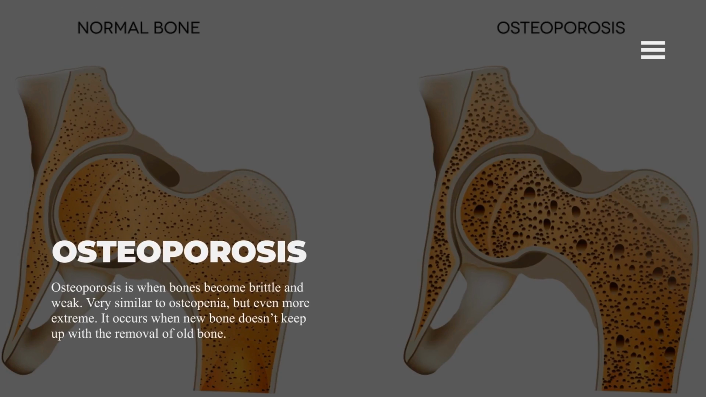Osteoporosis is when bones become brittle and weak. Very similar to osteopenia, but even more extreme. It occurs when new bone doesn't keep up with the removal of old bone.